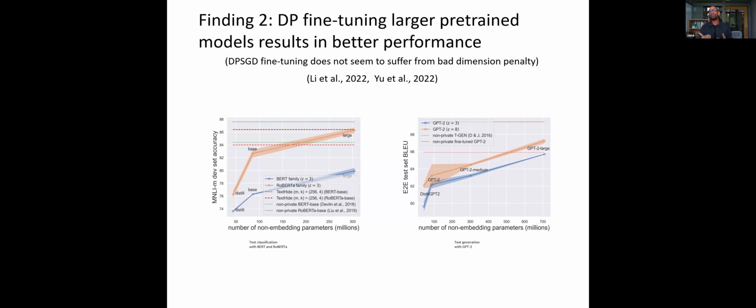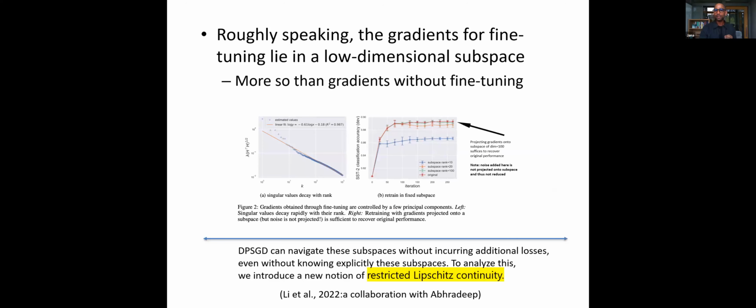And if you are a privacy researcher and you have played with these ideas before, it's a little bit counterintuitive. Why is that? By using larger models, where DPSGD is adding a lot more noise, you actually get better performance. This is because of some mathematical reason, which I wouldn't try to get into. But roughly speaking, when you do pre-training, the gradients during the fine-tuning step lie in a low-dimensional space. So somehow DPSGD can actually navigate this even without a careful reparameterization.